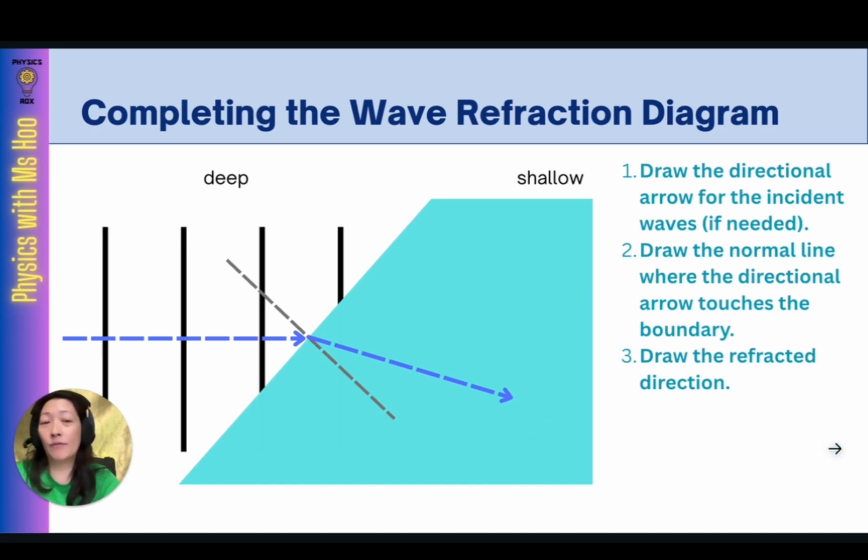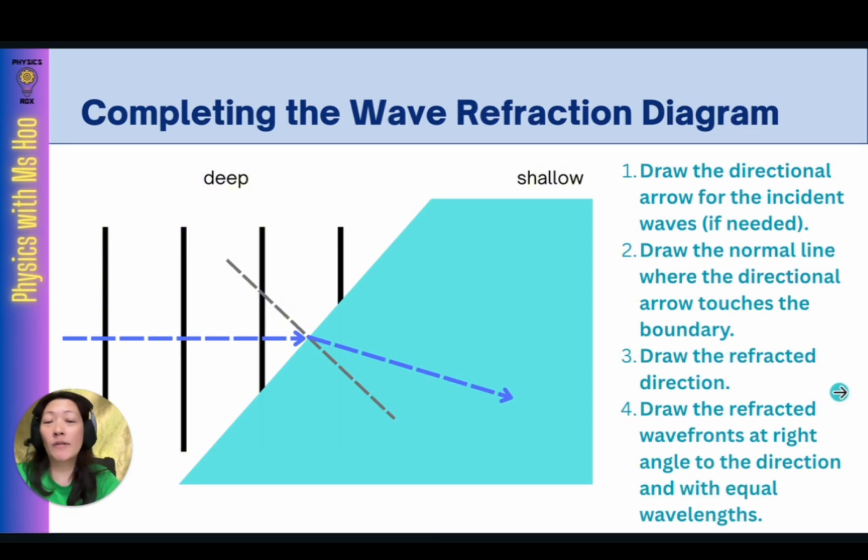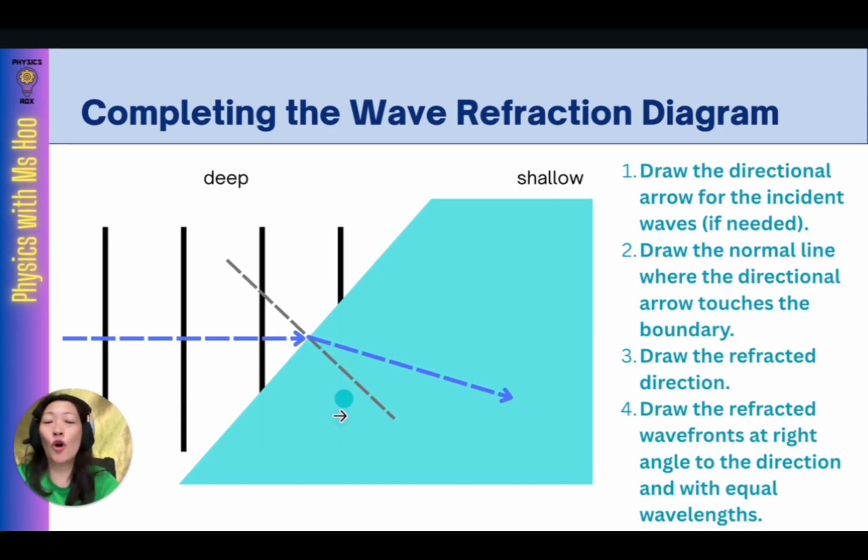So now that we have the refracted direction, we will need to draw the refracted wavefronts. Remember that the wavefronts need to be perpendicular to the direction of travel. My advice is don't randomly draw the lines. There is a system to this because remember that the wave is slowing down part by part. So use the wavefronts that are touching the boundary to draw the wavefronts first before drawing the rest of the wavefronts. So at the points of these two wavefronts, draw lines that are perpendicular to the direction, like so.